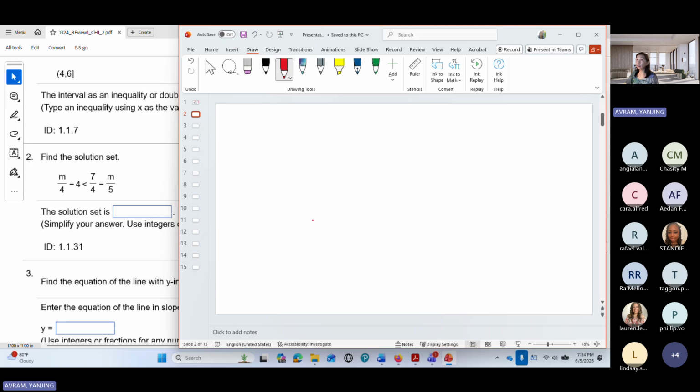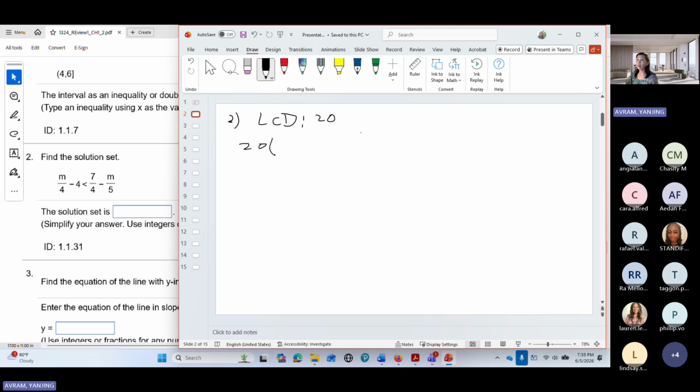I will show you both ways, how you do it with the fraction and without the fraction. The fraction here, we call the LCD, the least common denominator, right? Since 4 and 5 don't have a common factor, my least common denominator here will be 4 times 5, or 20. If I multiply both sides by 20, the denominators will all be gone.